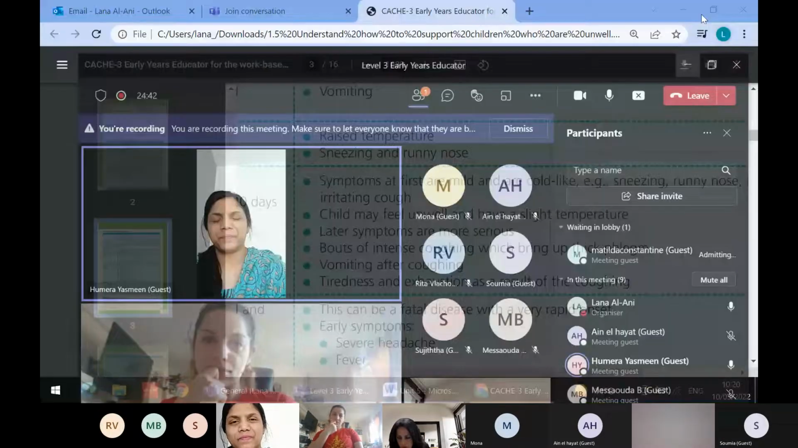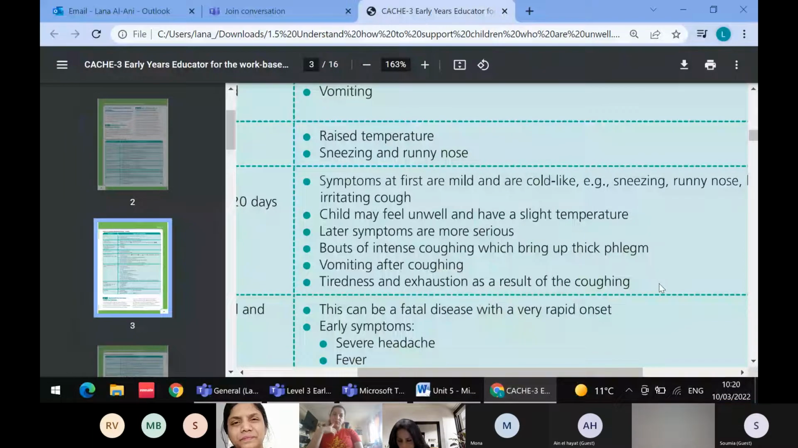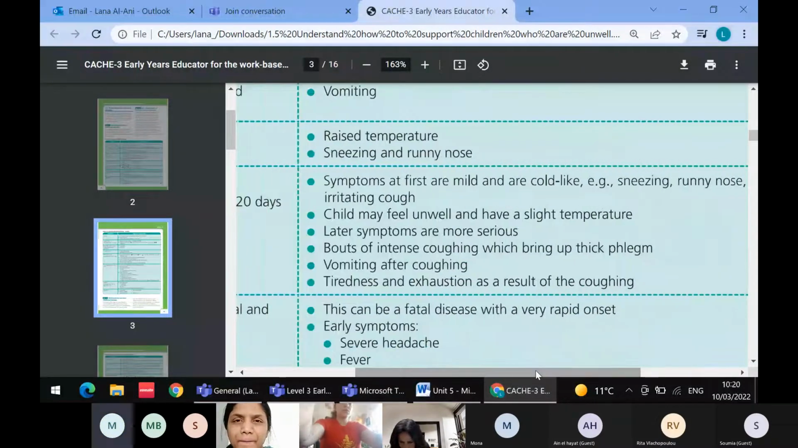Excellent. Very good. Can you think of other symptoms for whooping cough? The child will feel unwell. They will have a temperature. Any other things? Yeah, the vomiting will be there. Yeah. Vomiting after coughing, very good, excellent. And they will feel tired, the tiredness, exhaustion. Because they cough a lot, so they will feel tired.